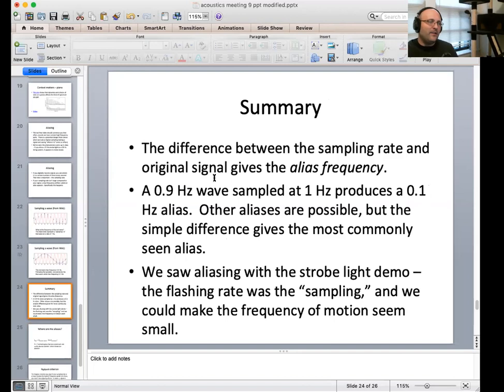But yeah, here's a summary in words. That's why I kind of went out of order on my slides. The difference between the sample rate and original signal gives an alias frequency. Multiple aliases are possible, but we saw in the slides here visually where the alias comes from. And you can even see it visually with the strobe light demo, right? Visual aliases are just as possible as audio aliases.